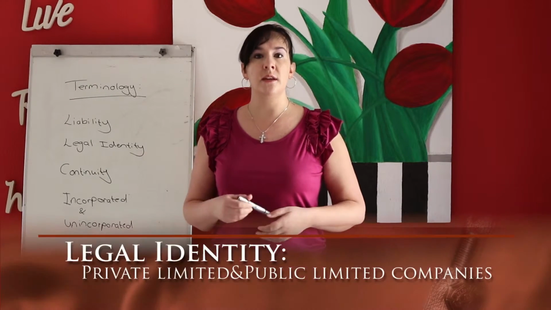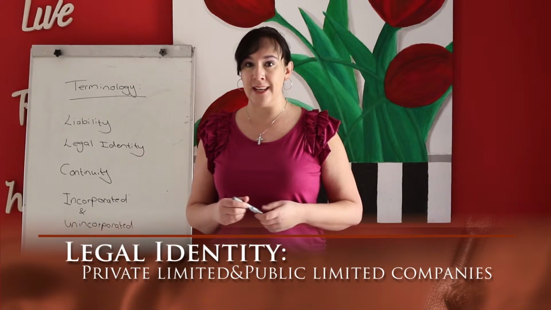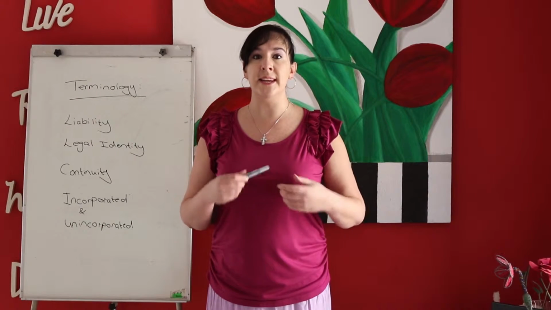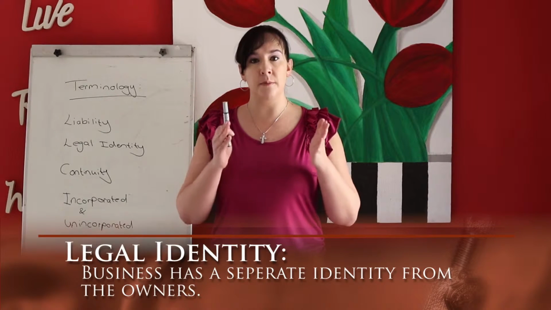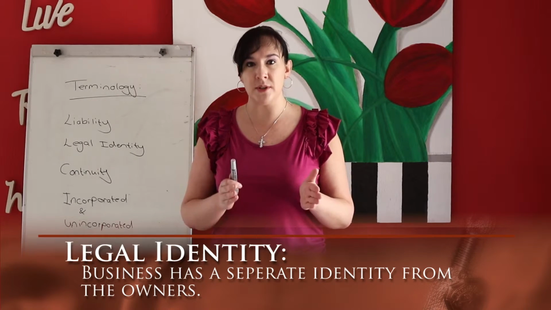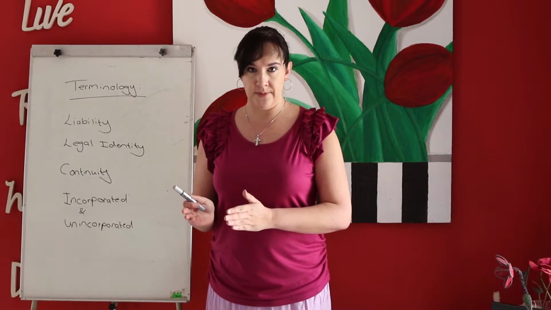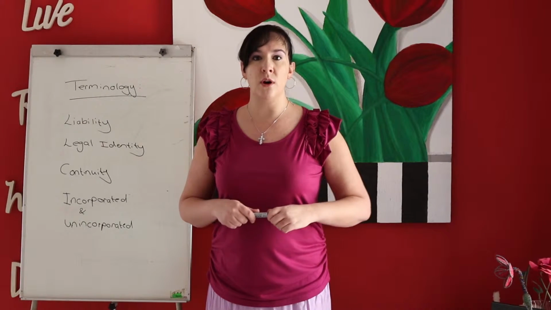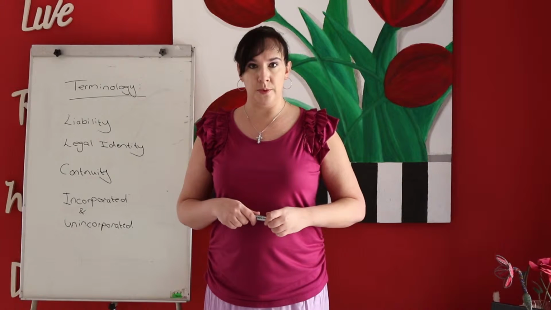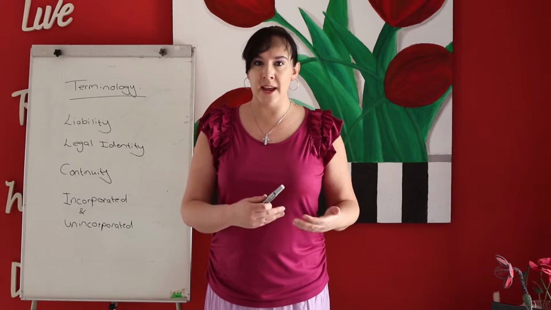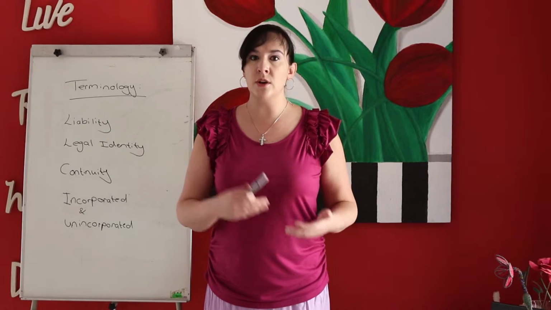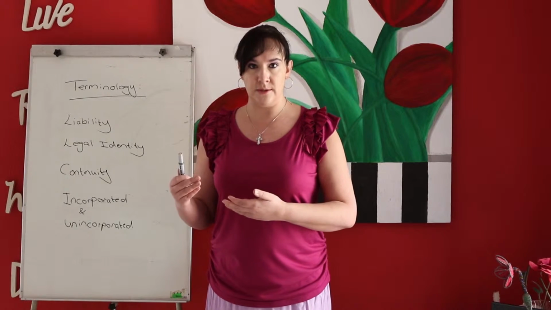Next term, legal identity or no legal identity. We say again that private and public limited companies have a legal identity. What this means is that the business exists separate to the owners. So if we take, for example, the Edcon Group, Edcon conducts business in the name of Edcon and not of the founders.